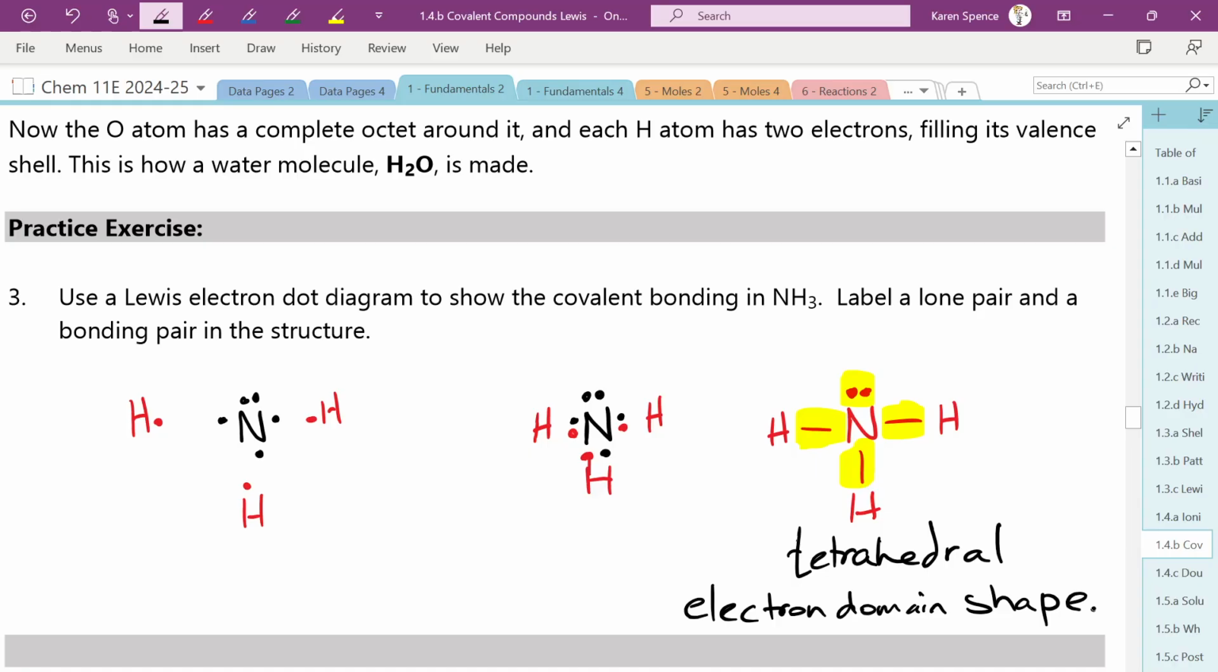Sorry? You would have it in something like BH3, boron trihydride. So boron has 3 electrons, 1, 2, 3, and boron actually does not need a complete octet because boron's just a funny little guy, okay? So it actually looks like that, and so you would end up with a triangle, and this is actually known as trigonal planar.